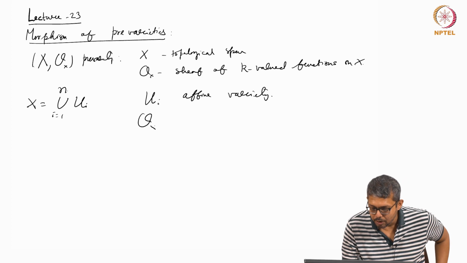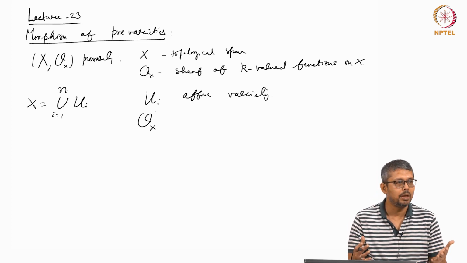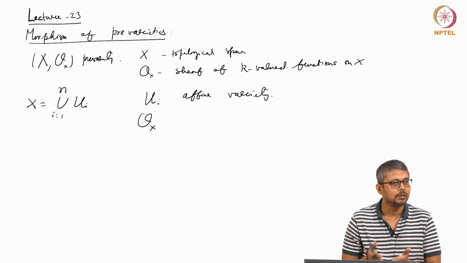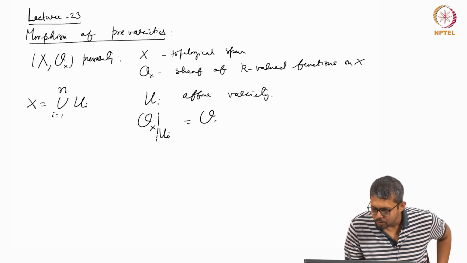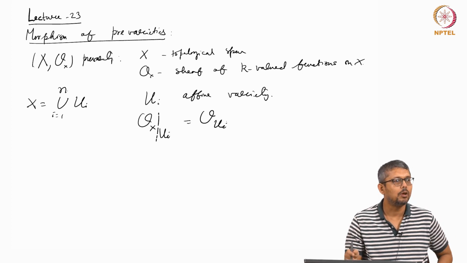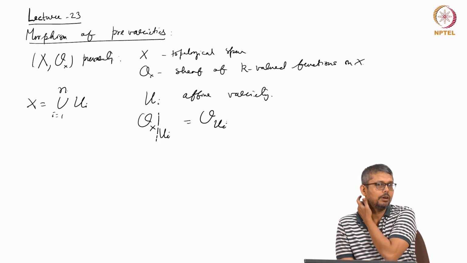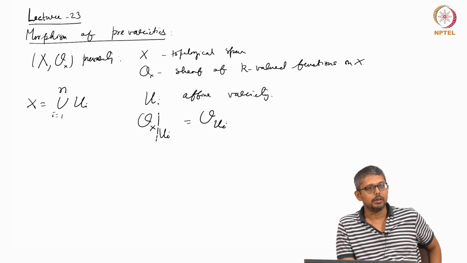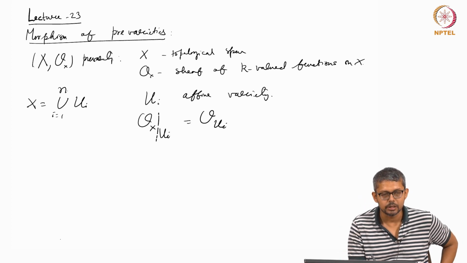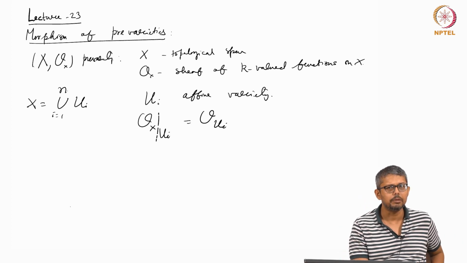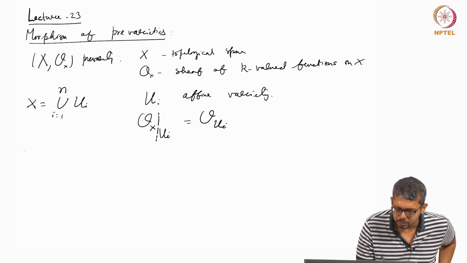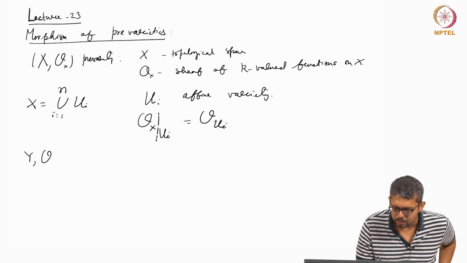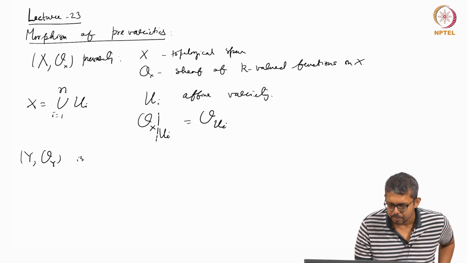Now if you have a sheaf on a bigger topological space, you can restrict, basically take the inverse image of the sheaf. So O_X restricted to U_i is nothing but O of U_i, which is a sheaf of regular functions on the affine variety. So this is the condition. This is the definition of pre-variety, right? And suppose Y, O_Y is another pre-variety.